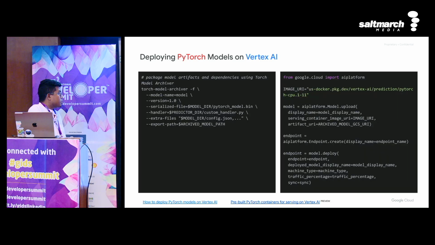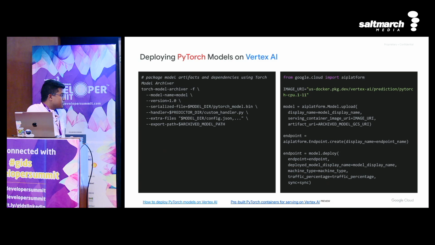So here what you do is, once you have trained your model, you just do a model.upload, and provide the exact location where your model is stored, the serving container image which you have created, and a display name, and this will then be uploaded and registered into the model registry.